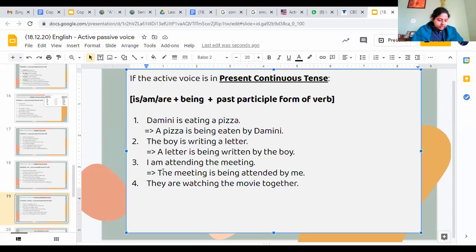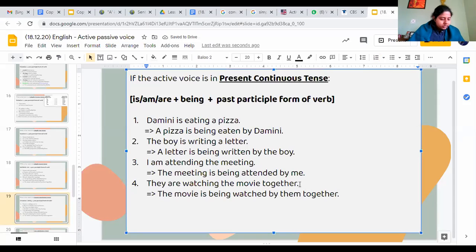Great. In the chat box also I see similar answers. Hardik, you have written a meeting is being attended. ठीक है? Make sure it is the meeting. जो आर्टिकल सेंटेंस में, ओरिजिनल सेंटेंस में दिया है, use the same thing. And then the last one, the fourth one, all of you can send in the chat. Oh, someone wants to answer. Go ahead. The movie is being watched by them together. Perfect. Thank you so much. The movie is being watched by them, and then together end में ही आ जाएगा.